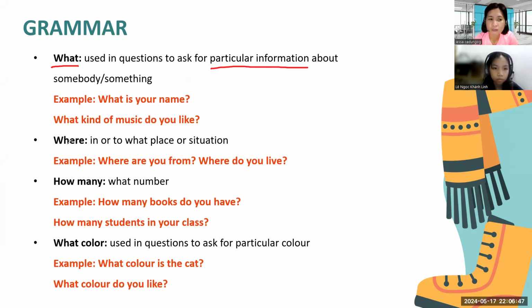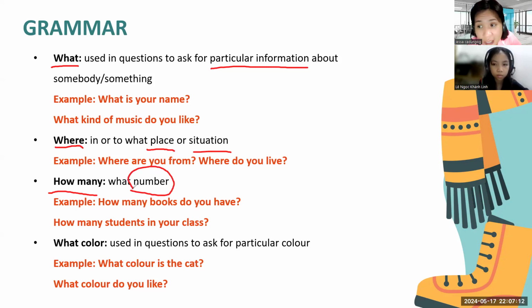Next, Lynn, if you ask the question where, then you are asking about the place or situation. Example, where do you live? It's a place. Where is your school? It's a place. Next, if you ask how many, then you are asking about number. How many dogs do you have? How many classmates do you have? How many cousins do you have?